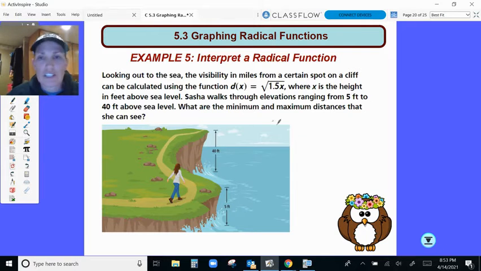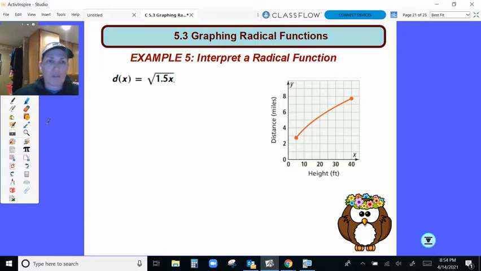Now let's look at some applications. So looking out to sea, the visibility in miles from a certain spot off a cliff can be calculated using this function, where x is the height in feet above sea level. Sasha walks through elevations ranging from 5 feet to 40 feet above the sea level. Okay, so from way up here on the cliff to down here. What are the minimum and maximum distances that she'll be able to see? So we're going to go over here. We're going to plug this in here.